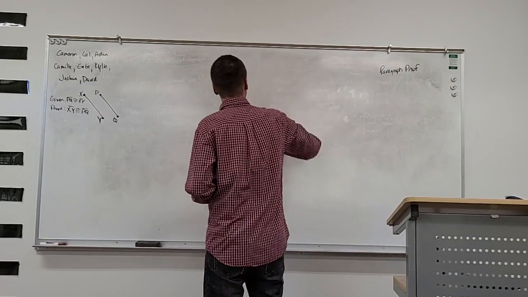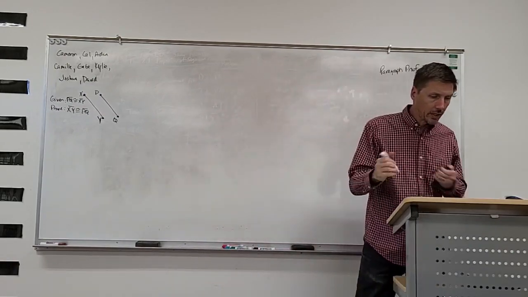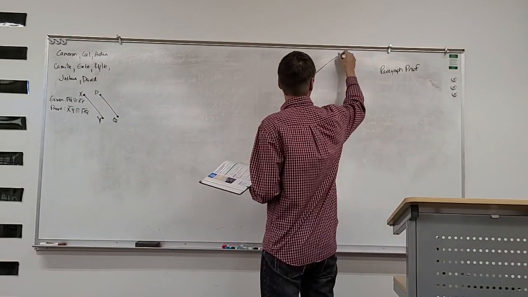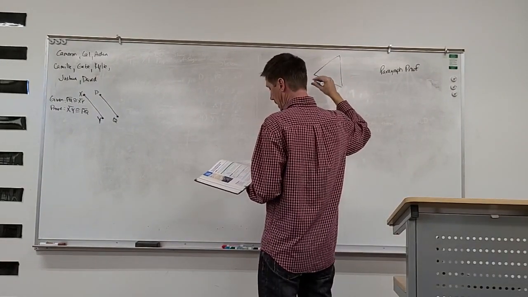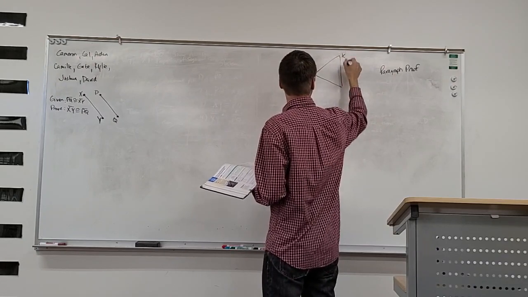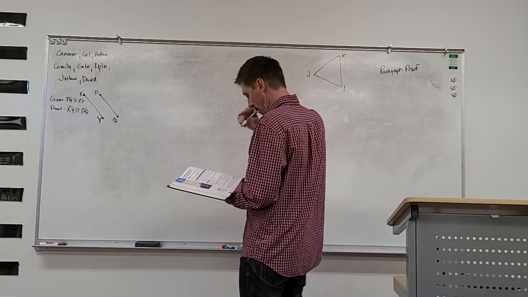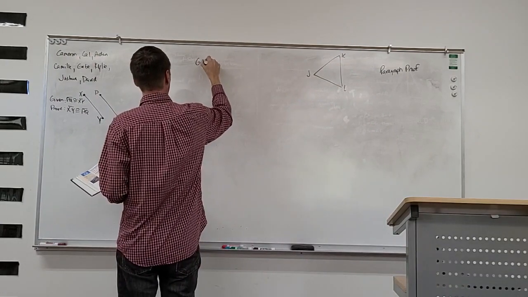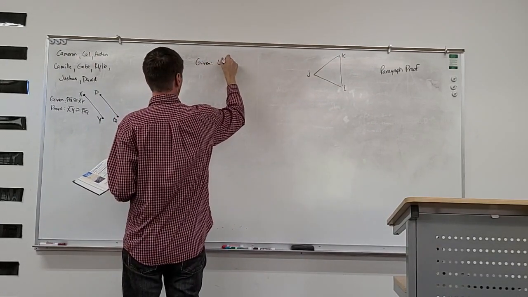And this example has some blanks in it. We're given a triangle that looks like this, and we've got points J, K, and L listed there. And we're given that LK is equal to 5.